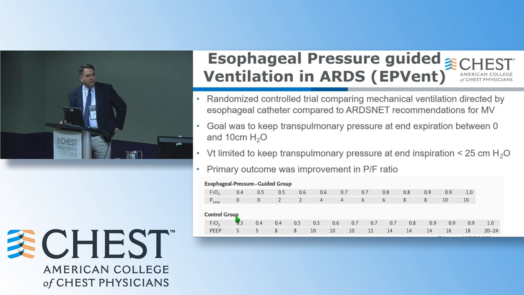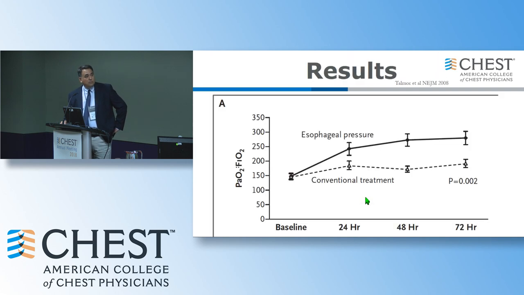And they have the PEEP tables here for the control group, which is the standard ARDSnet PEEP table. In the esophageal pressure guided group, this is the transpulmonary pressure at end expiratory occlusion. And it depended on your oxygenation, but obviously it would always be between zero, never greater than 10. And at higher FiO2 requirements, you try to keep it closer to 10 to try to keep more alveoli open and recruit lung.